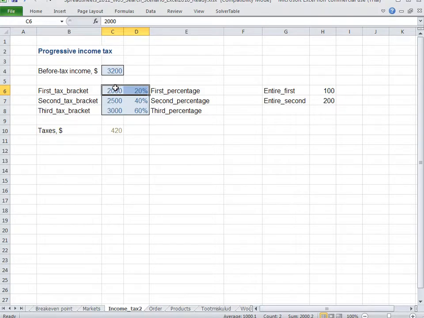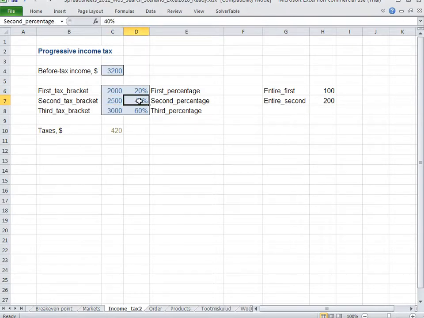If the income was between $2,000 and $2,500, let's say $2,200, then the sum that was above $2,000, the $200, was taxed with 20%. If the sum was between $2,500 and $3,000, let's say $2,800, then what was between $2,000 and $2,500 was taxed with 20%, and the remaining $300 was taxed with 40%.